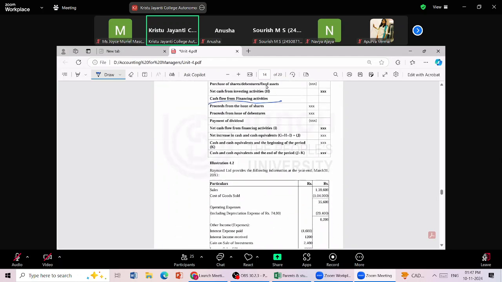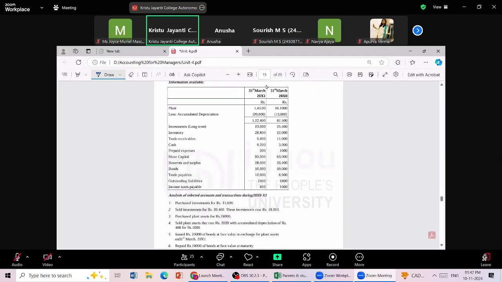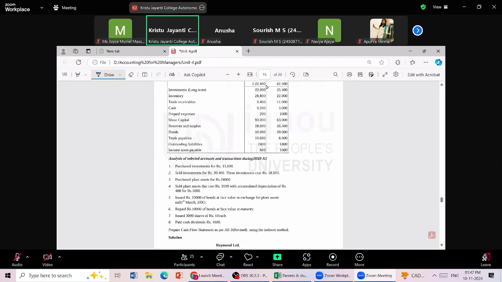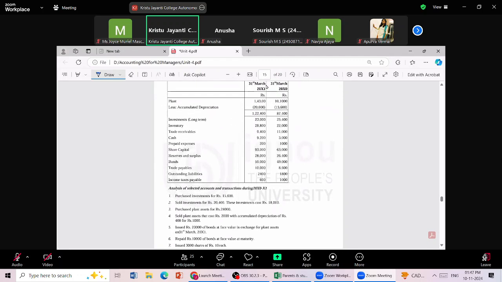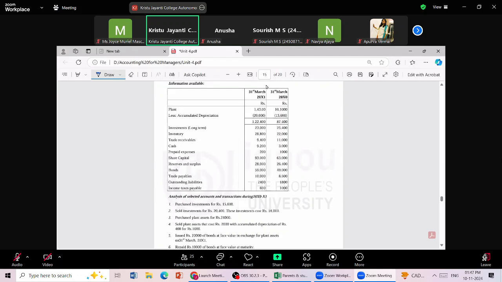So you can see in the question, what are the items we have deducted? First you can see trade receivable. Earlier it was 11,000 and now it is 9,400. So it means there is a decrease in trade receivable. The asset has decreased. So when an asset is decreasing, what do you do? There is a decrease in asset, you add, right?